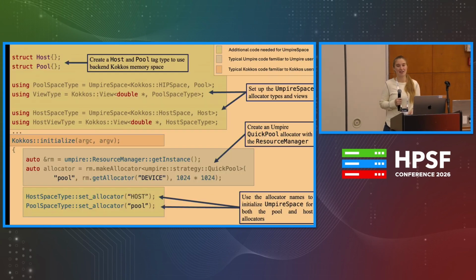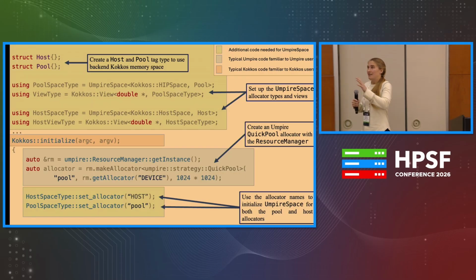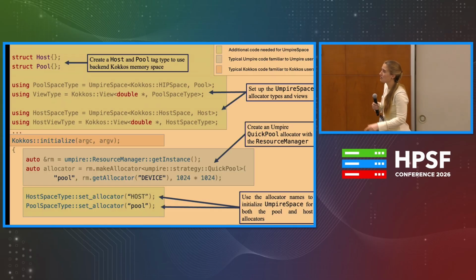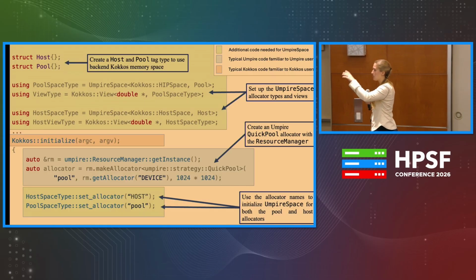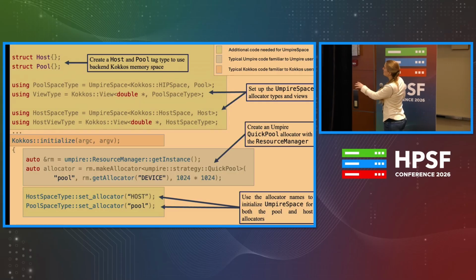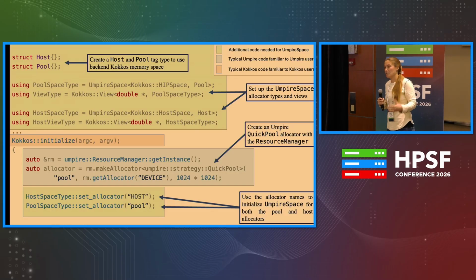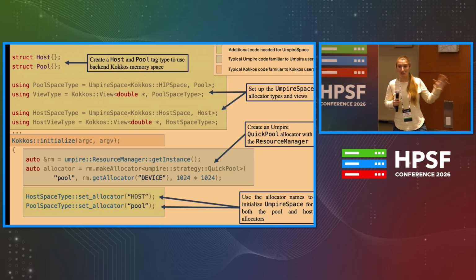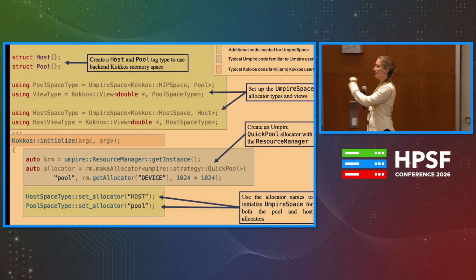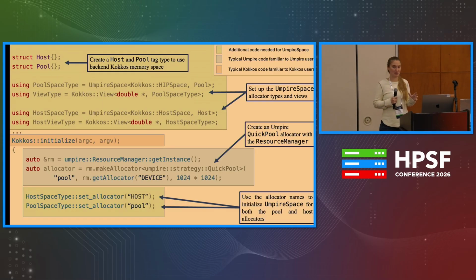Okay, so code example, the coolest part of this talk. The way that I have done this is it's all color-coded. The green is the additional code you would need to add to have UmpireSpace happening. Then we have the blue for code that is well known for any user of Umpire, and this orangey reddish color for code that is well known for anyone who is a Kokkos user. So if it's green, it's new. And of course, this is very simplified, so it's kind of a hello world UmpireSpace example.